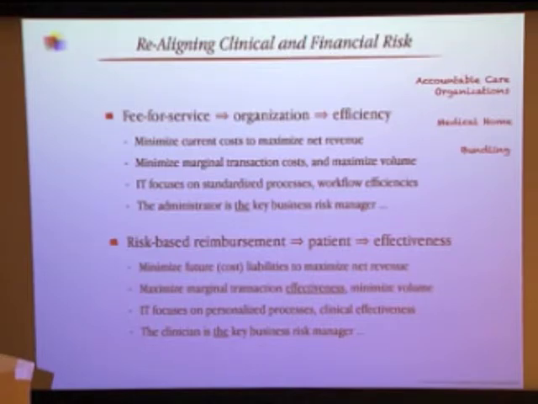In this instance, the IT really needs to focus on the patient and personalizing care. And secondly, it's focusing on clinical effectiveness, the sorts of things that Jonathan talked about. And I would argue that the key business risk manager in that situation is, in fact, the clinician, because the clinician is making the key decisions about the patient and what needs to happen next. And if those decisions are wrong or if they're delayed, your costs go up. And in order to minimize costs, what we're doing is focusing on quality.